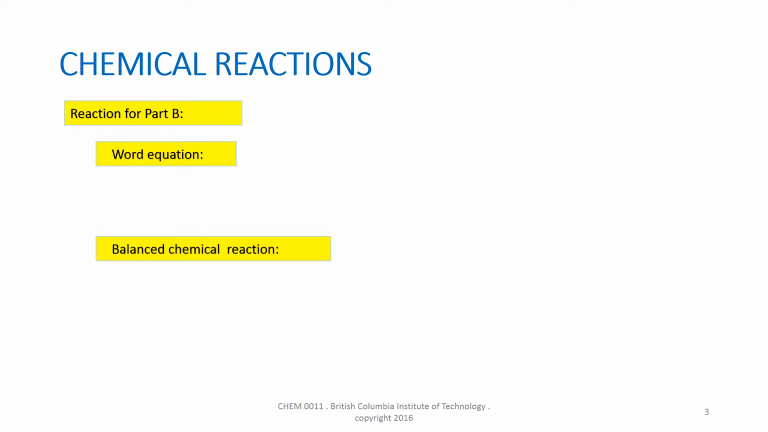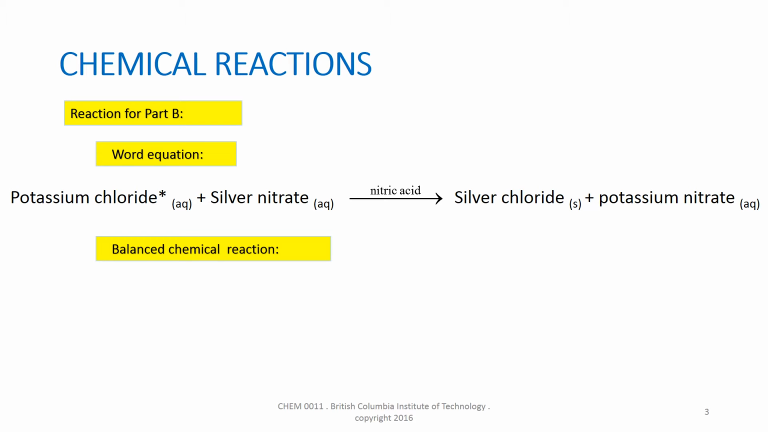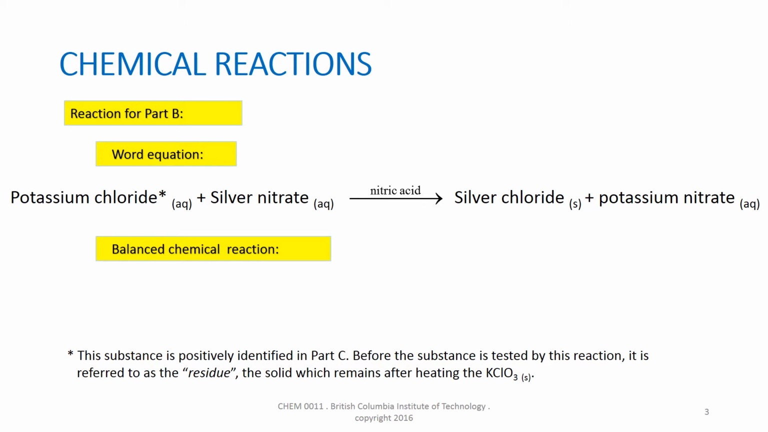In Part B of this lab, an aqueous solution of potassium chloride reacts with a silver nitrate solution. Nitric acid is written over the arrow to indicate that a few drops of nitric acid is added to the reaction to acidify the solution. The products of the reaction are solid silver chloride and a solution of potassium nitrate. Silver chloride is the precipitate which causes the solution to become cloudy.